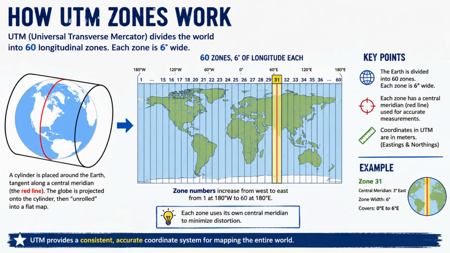UTM divides the Earth into 60 distinct zones, with each zone being exactly 6 degrees of longitude wide. I see. By keeping the zones incredibly narrow, the distortion at the edges of the zone remains minimal. Exactly. Inside each specific zone, you can measure in real meters with a high degree of confidence.